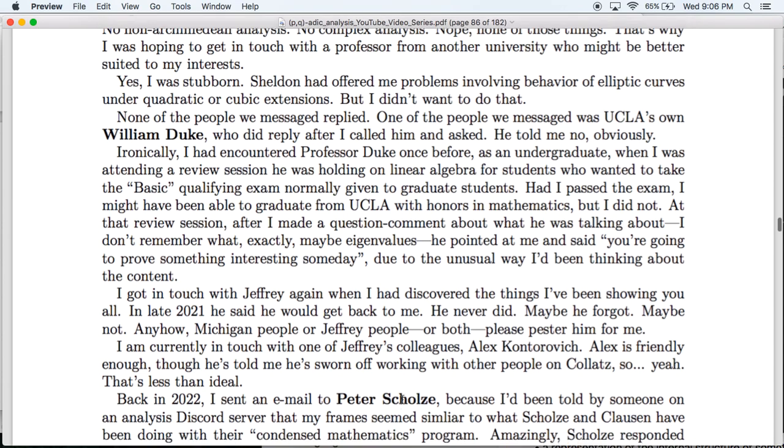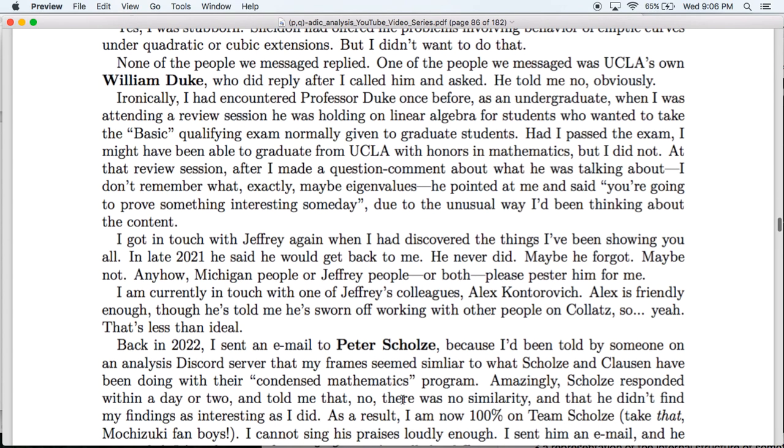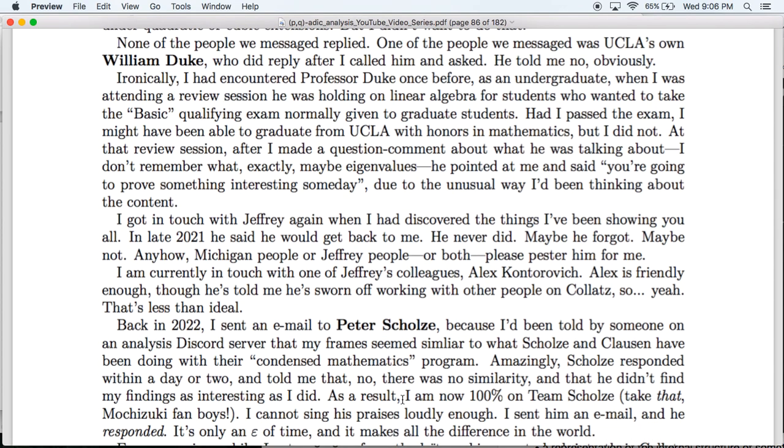Back in 2022, I sent an email to Peter Scholze, because I was told by someone on an analysis Discord server that my frames method seemed similar to what Scholze and Clausen have been doing with their condensed mathematics program. Amazingly, Scholze responded within a day or two and told me that no, there was no similarity, and that he didn't find my findings as interesting as I did.